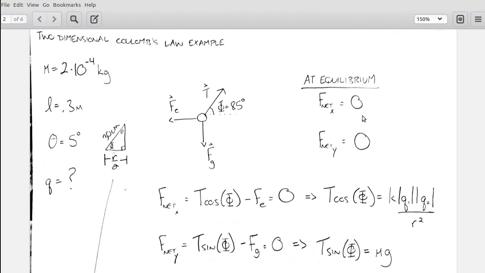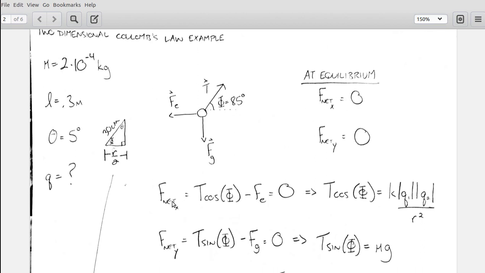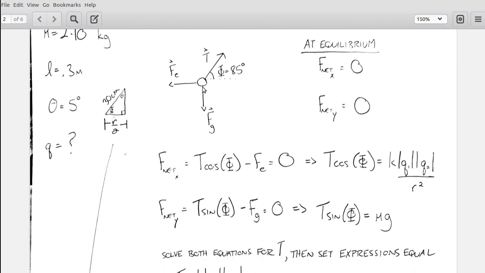So I write Newton's second law in the x direction. Newton's second law in the x direction is the x component of the tension force, T cosine theta, minus the electric force, and it's equal to 0, because it's at equilibrium. F net in the y direction: the sine component, or the vertical component of the tension force, is acting in the positive y direction, so it's T sine theta, and then the gravitational force is acting in the negative y direction, so it's T sine phi minus the gravitational force. Again, equilibrium, F net in the y direction is also equal to 0.